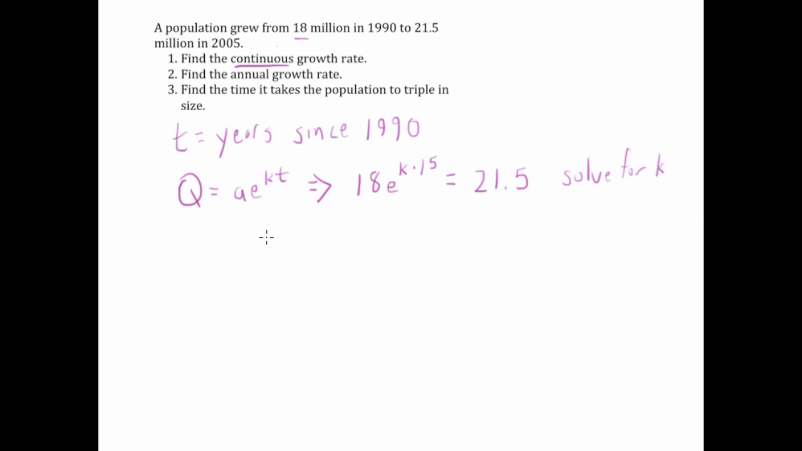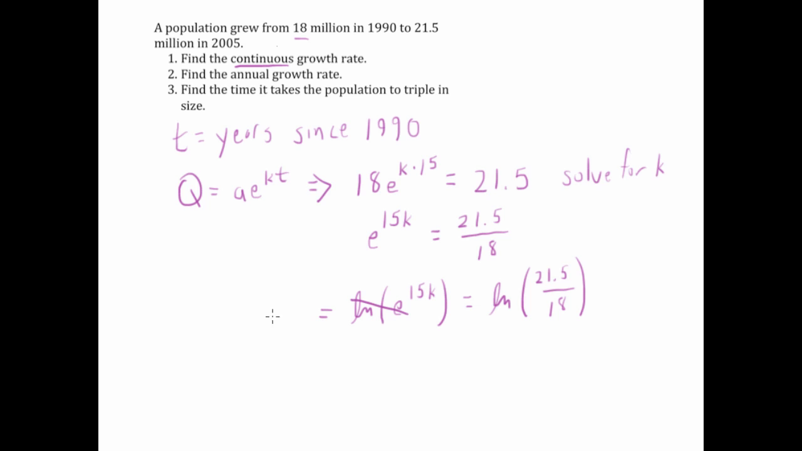Okay, this is standard, and you know how to do it. First thing we're going to do is divide by 18. e to the 15k, I like to write it in that order, is 21.5 divided by 18. I'm going to leave it like that. I'm going to take the natural log of both sides. Great, we have cancellation. What we have over here is 15k. So that means k is 1/15 of the natural log of 21.5 divided by 18.